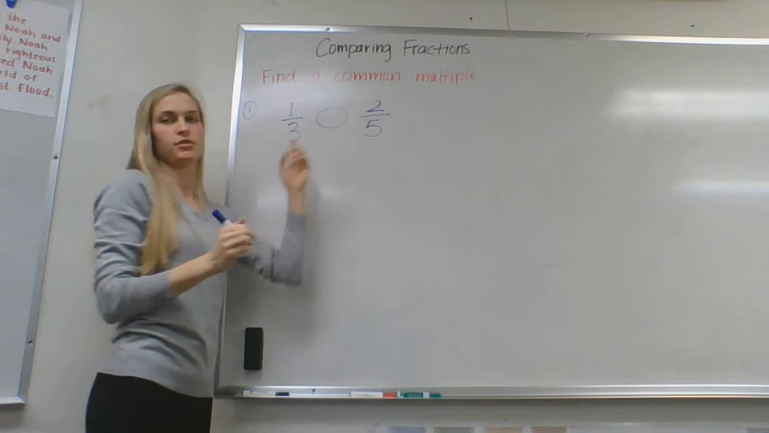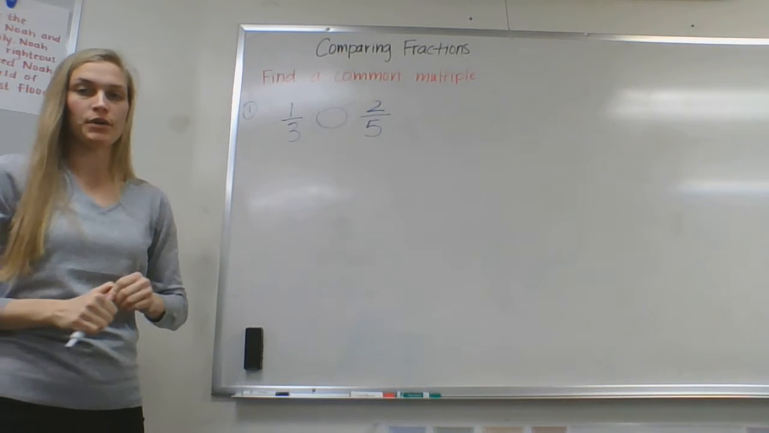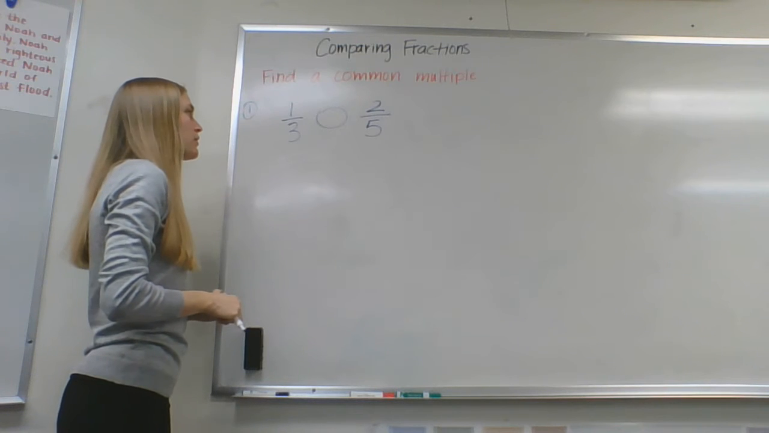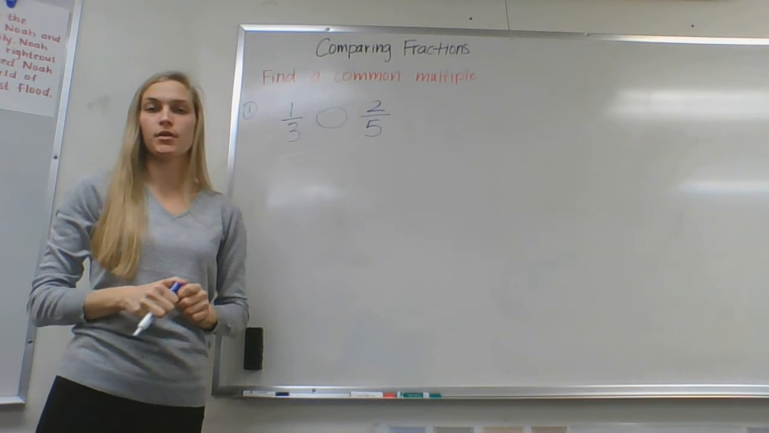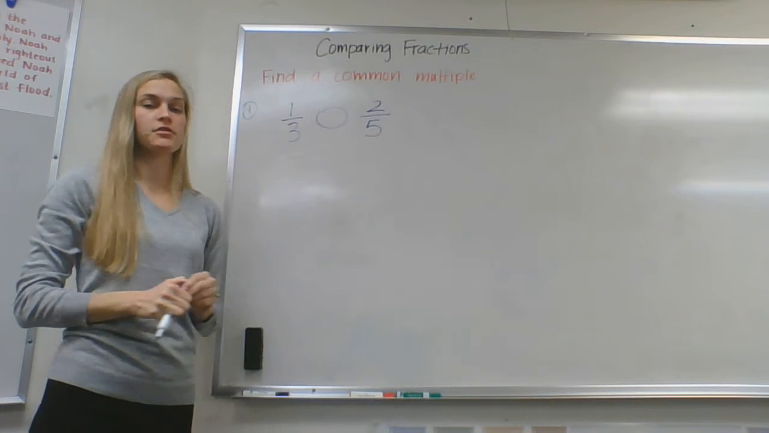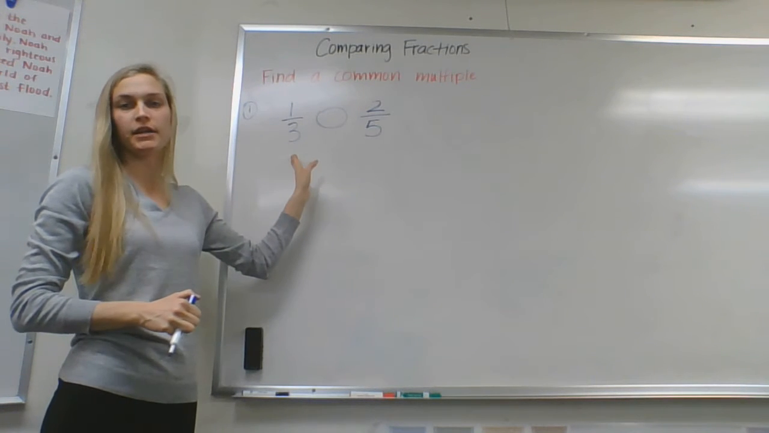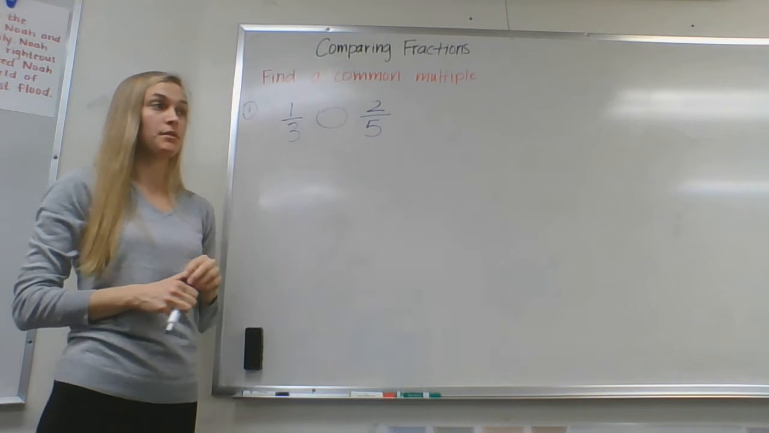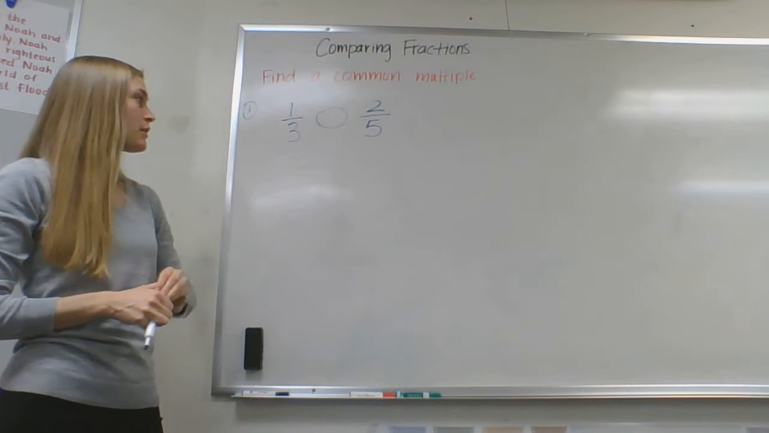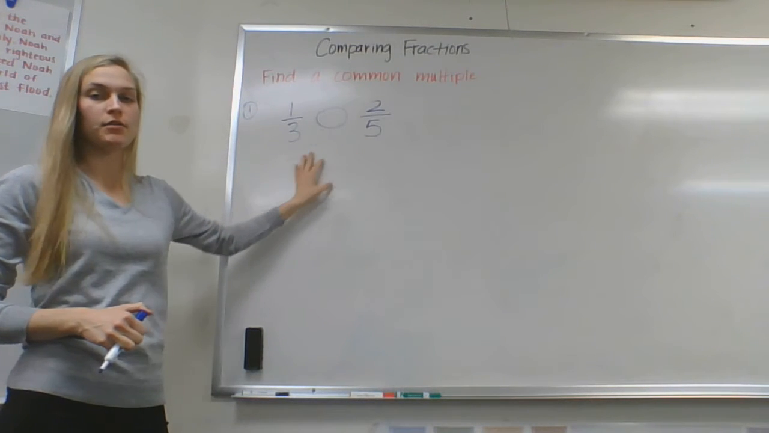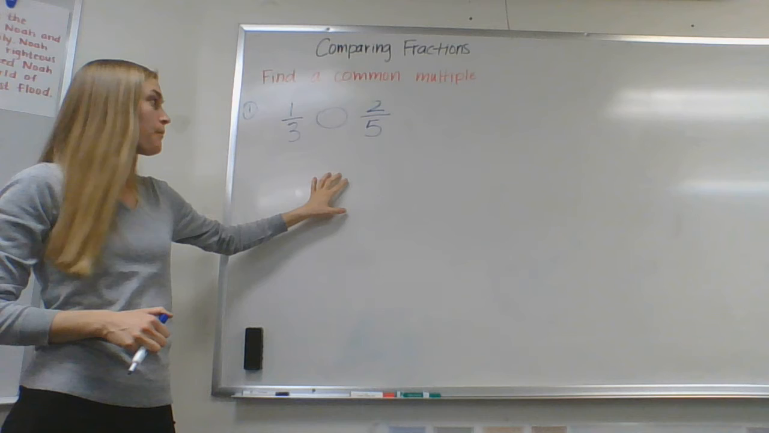So remember, in this circle, we want to write less than, greater than, or equal to, so that this is true. So we're going to try to decide whether 1/3 is greater than, less than, or equal to 2/5. And again, this is unlike Thursday, because Thursday we would have been able to just change one fraction so that it has the same denominator as the other one. But today we're going to have to change both.